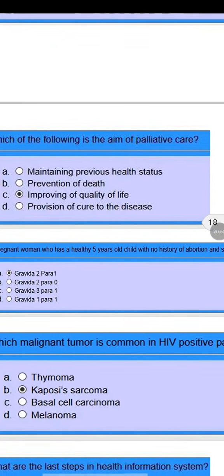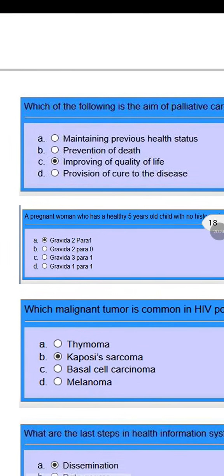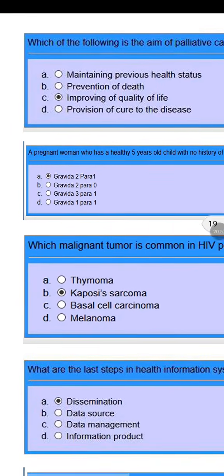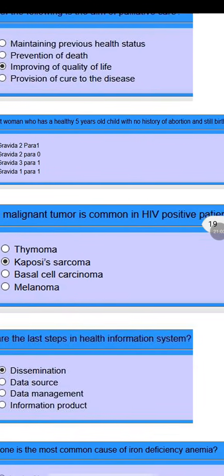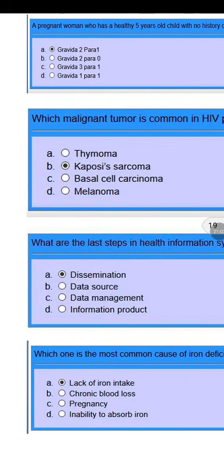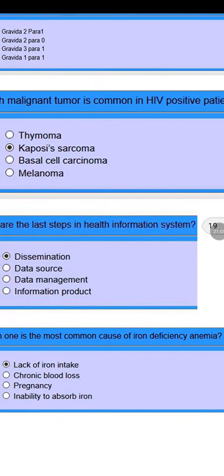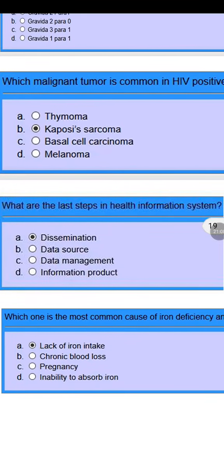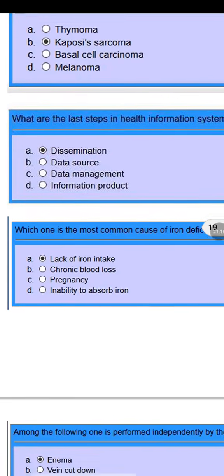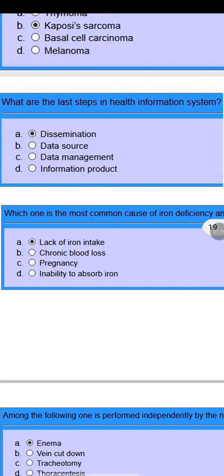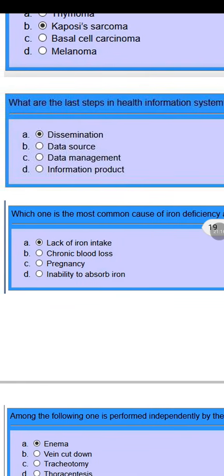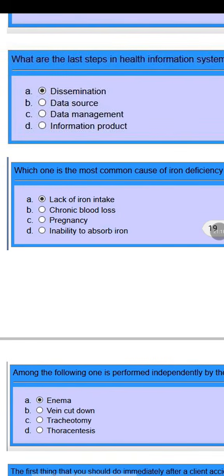Which of the following palliative care improves quality of life? Which is a malignant tumor common in HIV positive patients? What is the last step of the health information system?